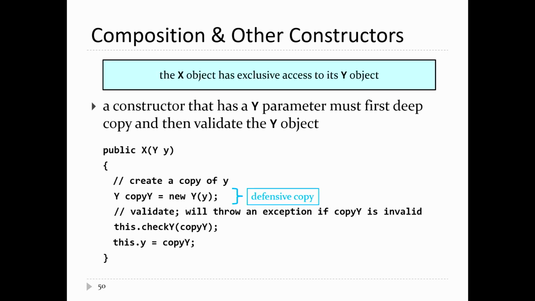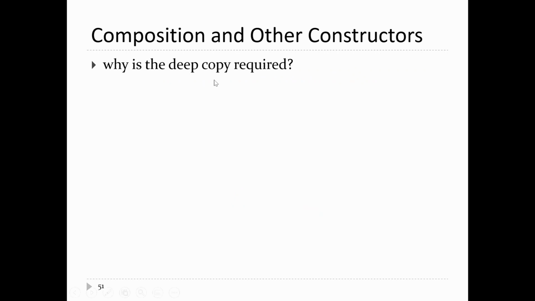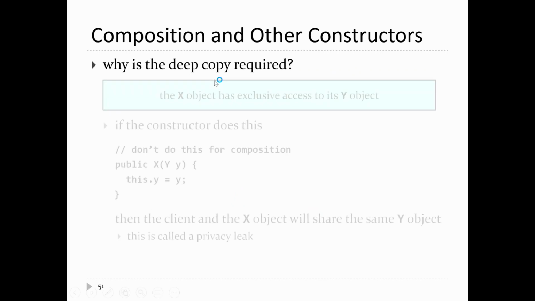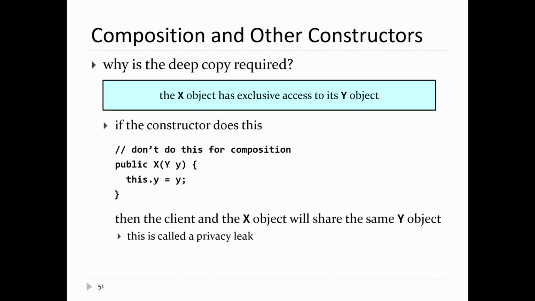Okay, so that copy there. When you make a copy of an object, assuming the object's not a collection of some kind, that's called a deep copy. Now why do we need that? Because I need to ensure that every X object has exclusive access to its Y object.